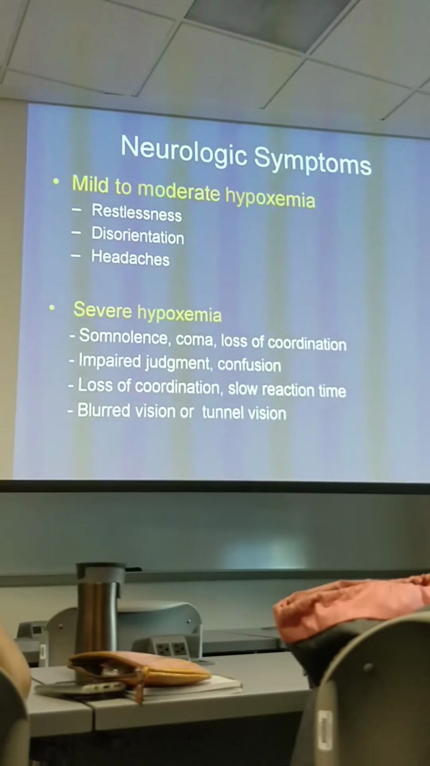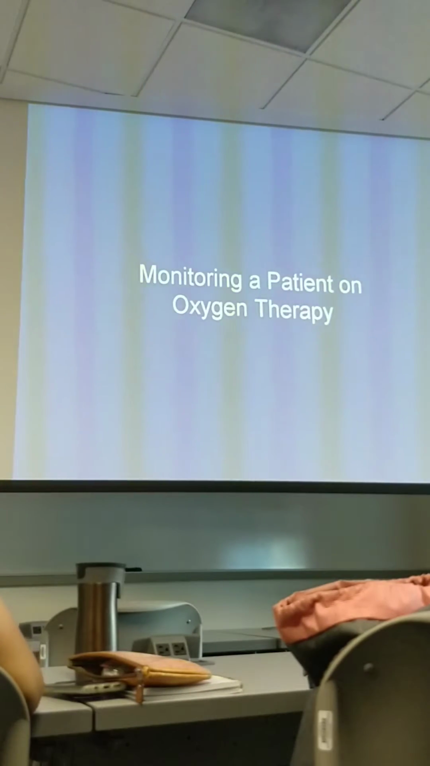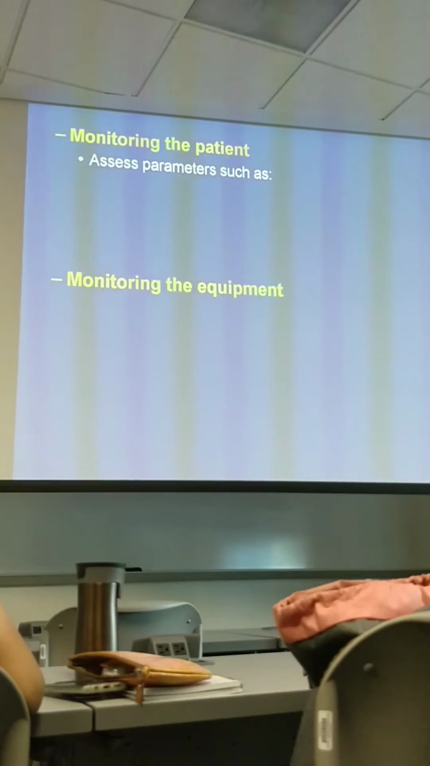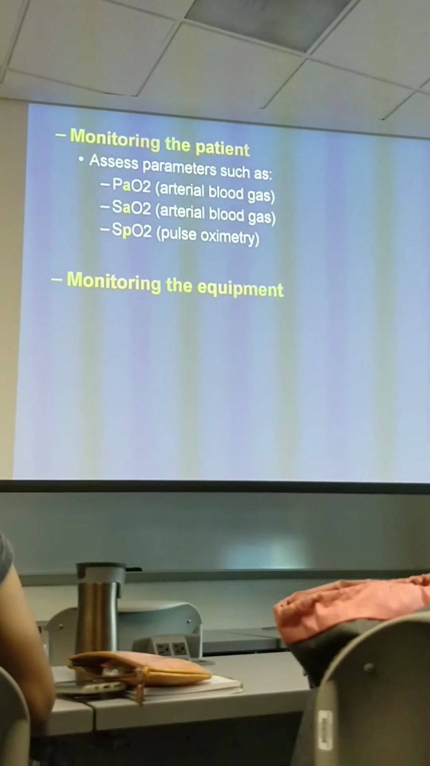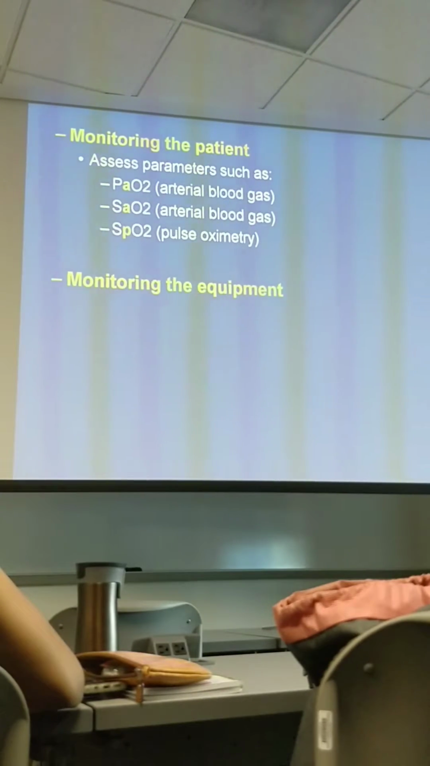Okay, so we talked about the indications, the goals, and then what happens when somebody is hypoxemic. So now, how do we monitor a patient on oxygen therapy? We assess a patient by looking at their PaO2, that's done by an arterial blood gas, as we said earlier. An SaO2, that's also done by blood gas drawing. And the least invasive way, which is a really nice way, is pulse ox, because it just involves a matter of putting an adapter on your finger and looking at your oxygen level.